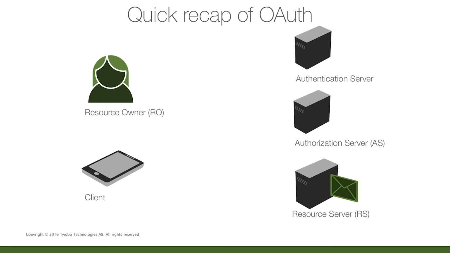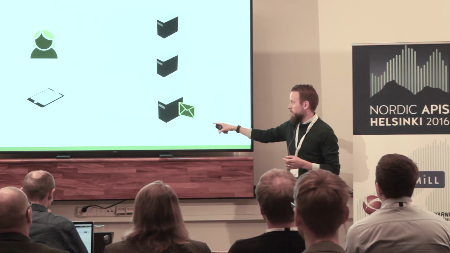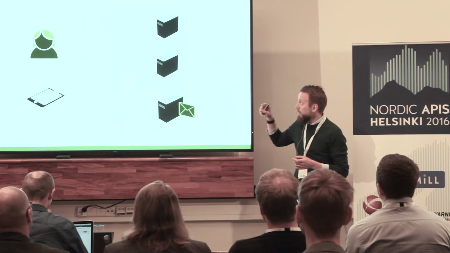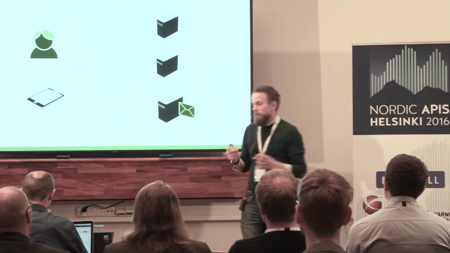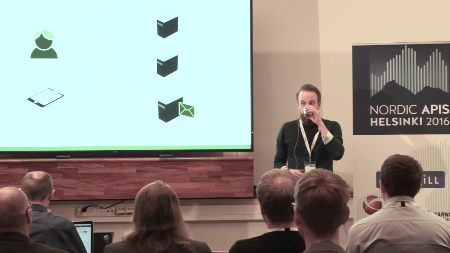We have a client, the application. This could be a mobile device, or it could be a server, or a web service, or a website. We have the authorization server. This is the OAuth server. And we have the resource server. So a simple example would be that we have a mail server here.